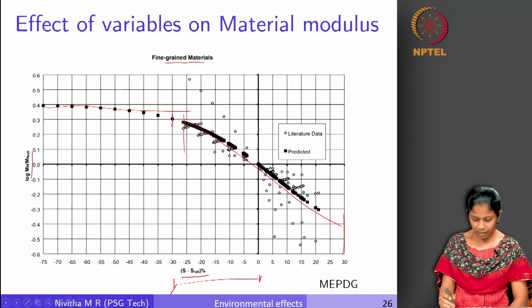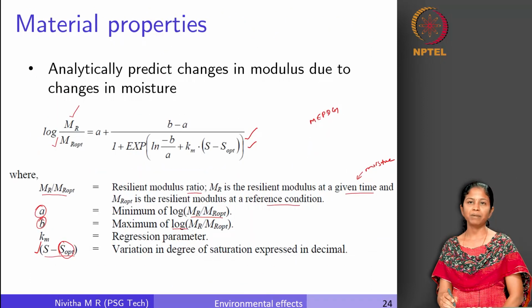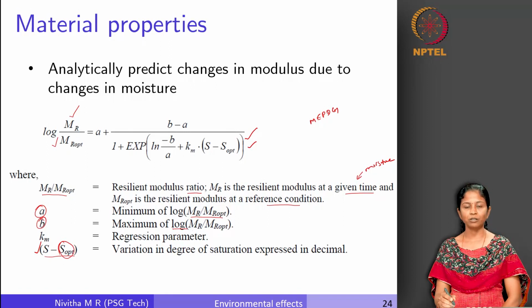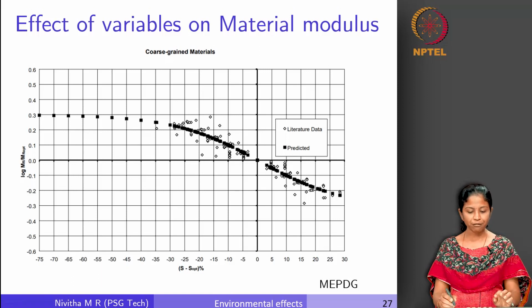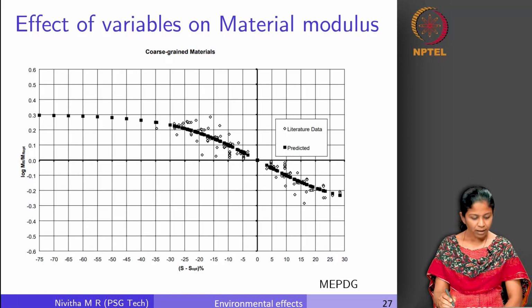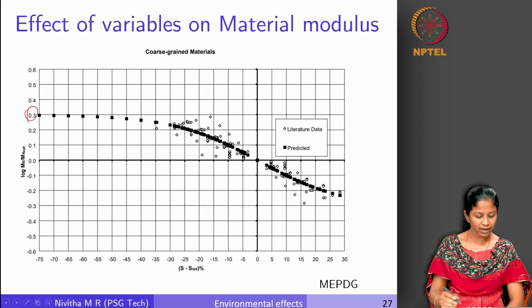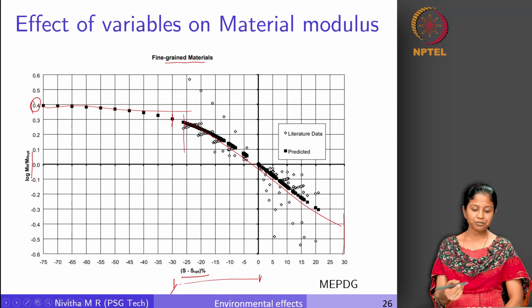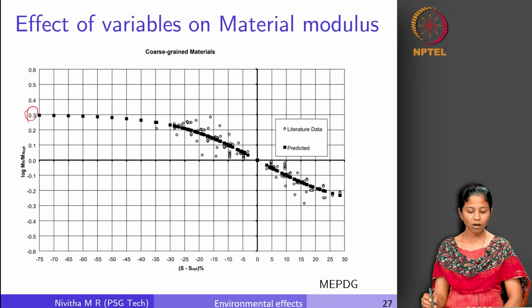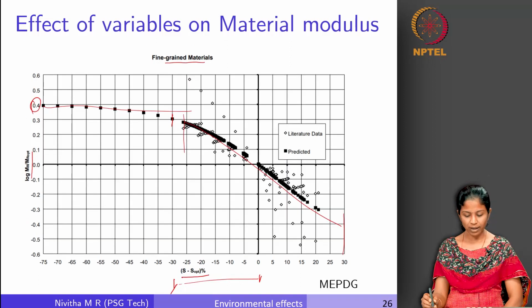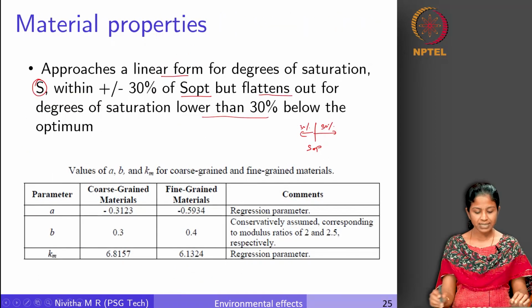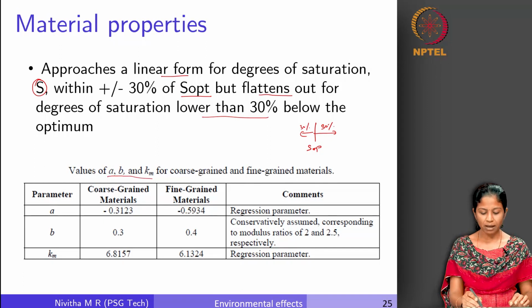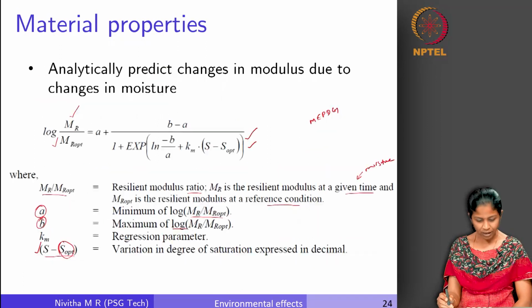So, this is how this model is proposed, and this model is used in MEPDG to adjust the resilient modulus depending upon the moisture content of the soil. Similarly, we have another graph for coarse grained soil. You can see here the ratio is 0.3 here and this ratio is 0.4. So, the influence of moisture is more on the fine grained soil when we compare to a coarse grained soil, right. And we can see here the values of A, B and Km for coarse grained and fine grained soil for this particular equation which is given here, right.